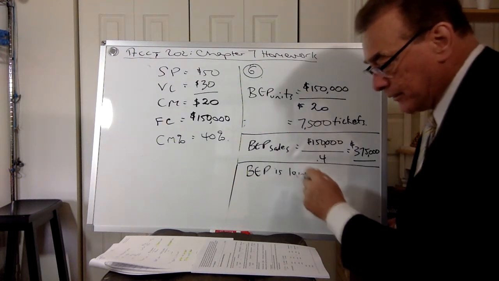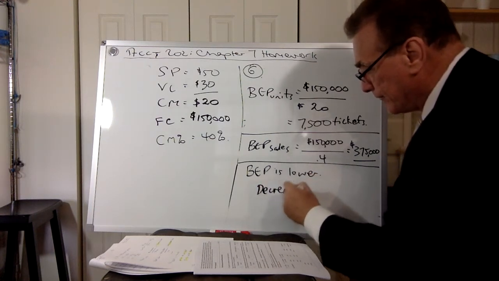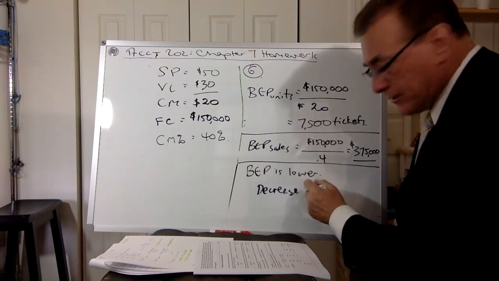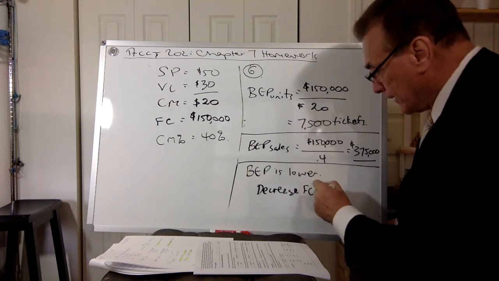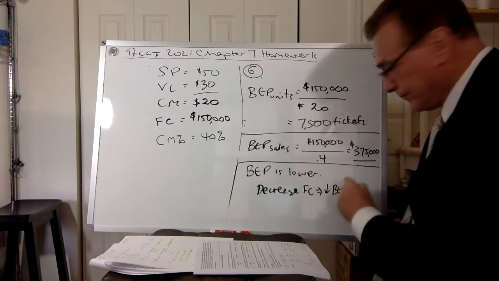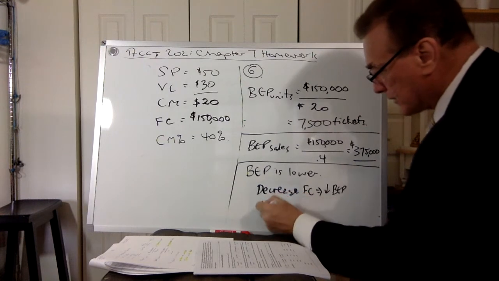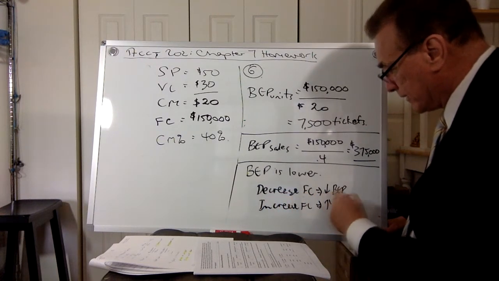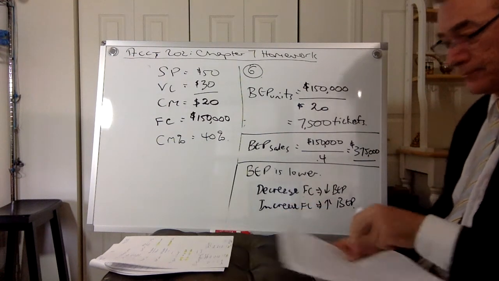All else being equal, a decrease in fixed costs will decrease the break-even point, and an increase in fixed costs leads to an increase in break-even point. Okay, so that's question 6.